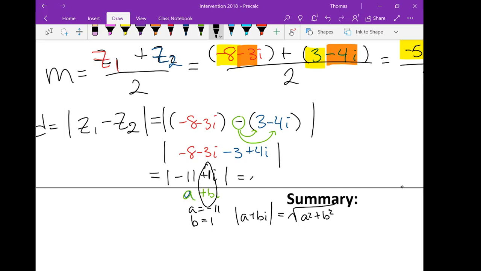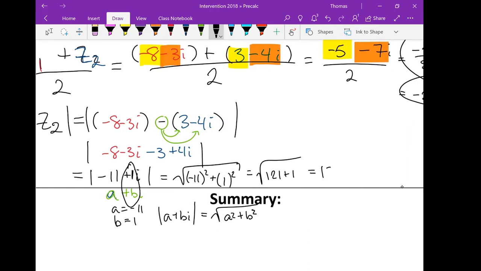All right, so equals square root of a, which is negative 11 squared. Again, I use the parentheses to keep that thing I'm plugging in, plus b, which is 1 squared. 11 squared is 121 plus 1. So it looks like 122 to me. Square root. You're welcome to simplify this if you like. Sorry, write this as a decimal. I don't think it would simplify. I don't see any perfect squares in there just looking at it. It's going to be just over 11, or 11.04.